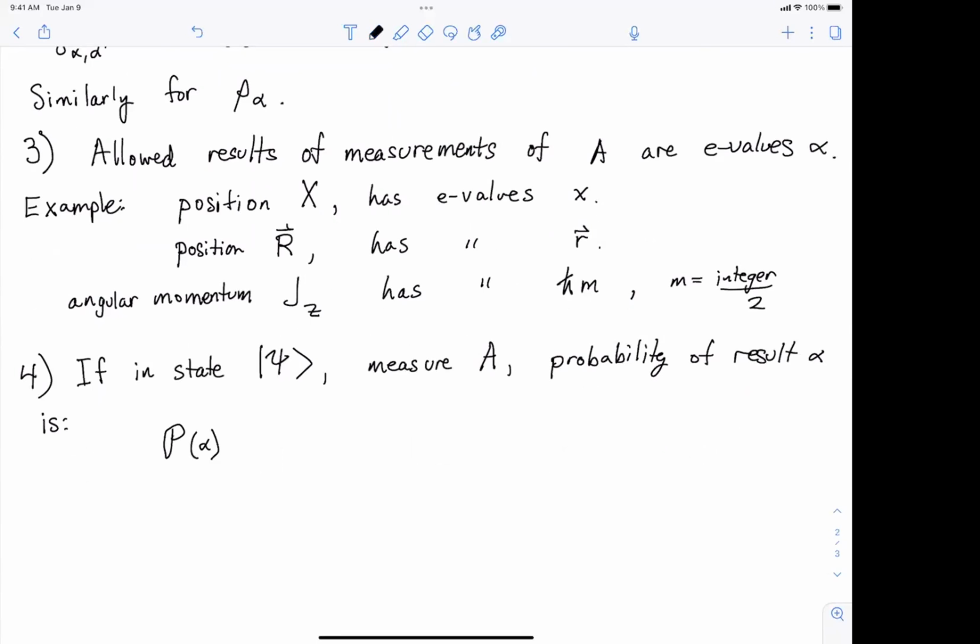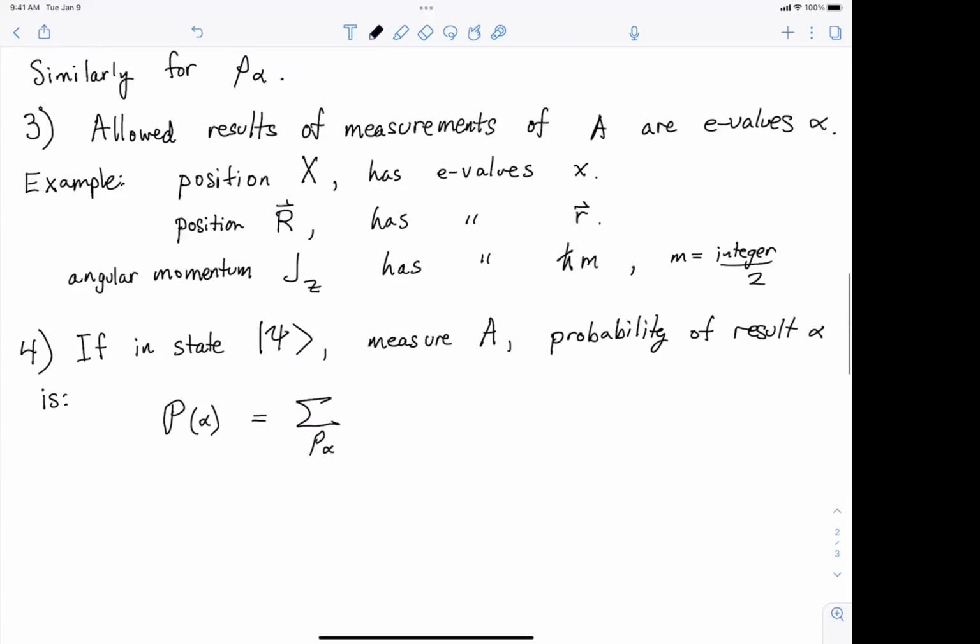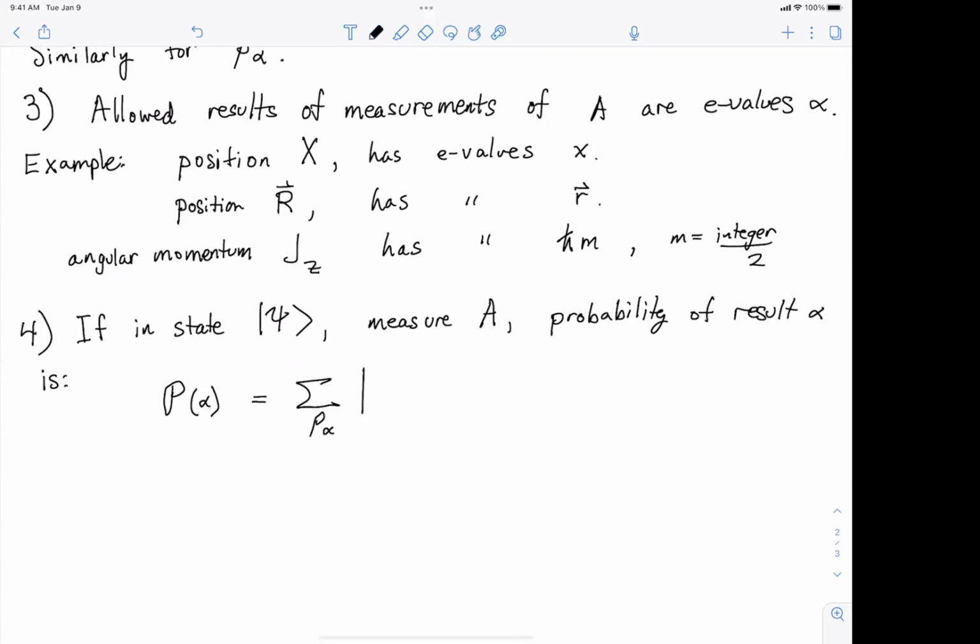Curly P, the probability of getting alpha, is you need to sum over all the different degeneracy labels for that alpha, because there's more than one way you can get alpha. So you have to sum over all of them. And you sum over the inner product of each one of those states with the state that you happen to be in, psi, and you square it.